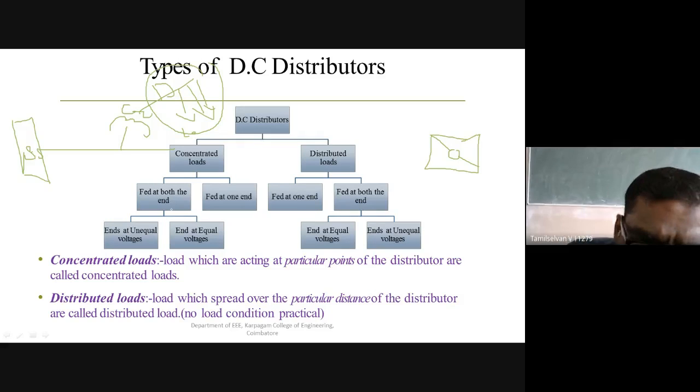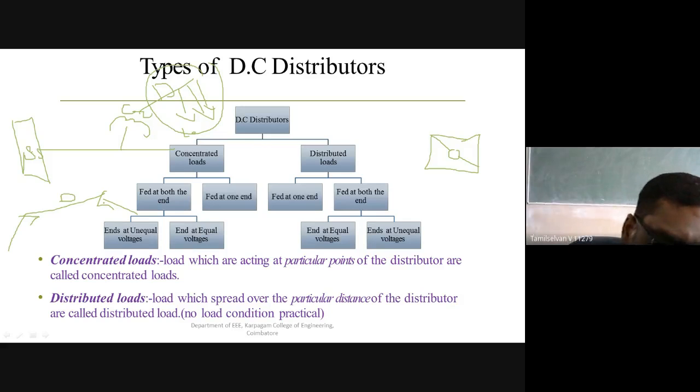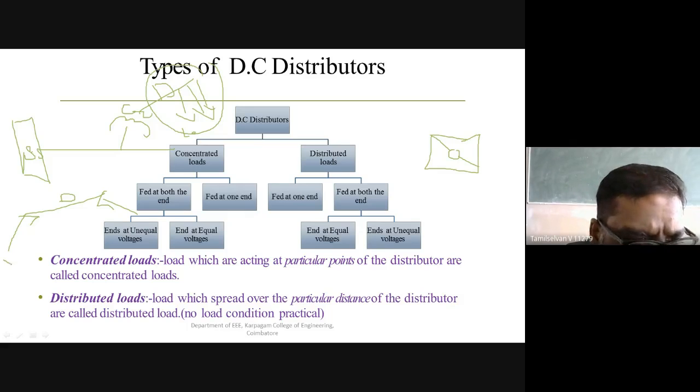Suppose this is my distributor. Here I am feeding at one end, so the voltage is fed at one end. If it's fed at two ends, I feed both ends of the distributor. When feeding at both ends, the feed voltages may be equal or different, say V1 and V2.